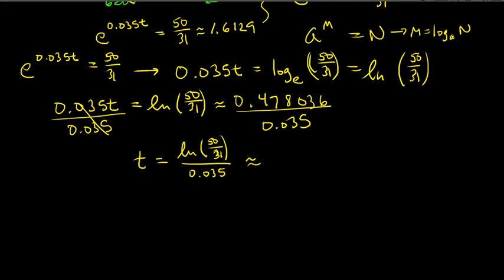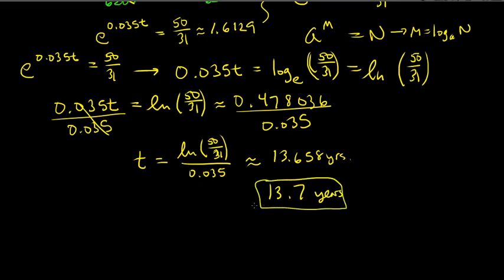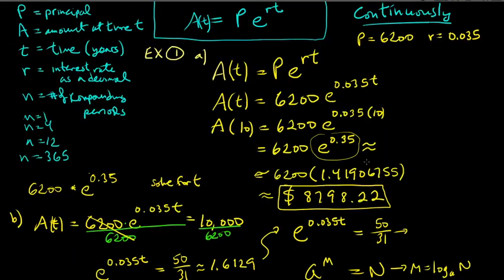Sorry about that. All right. You get 13.658 years. And what do we say? The nearest tenth of a year, so 13.7 years. Right, so it was somewhere between 13 and 14 years. Yep. Which is more than 10 years, right?